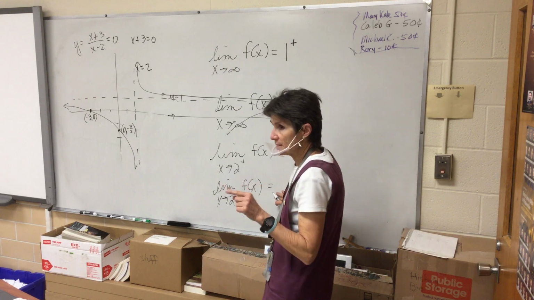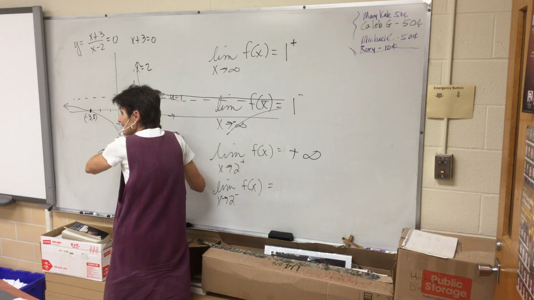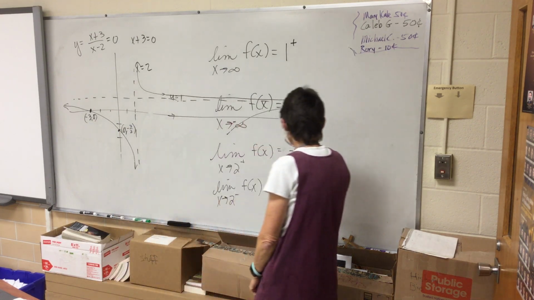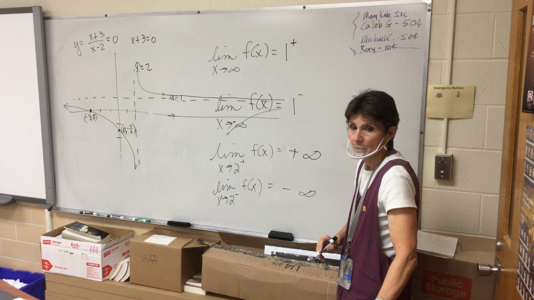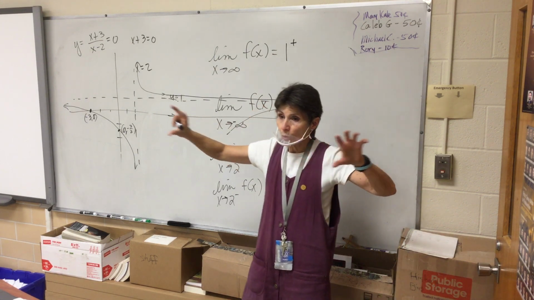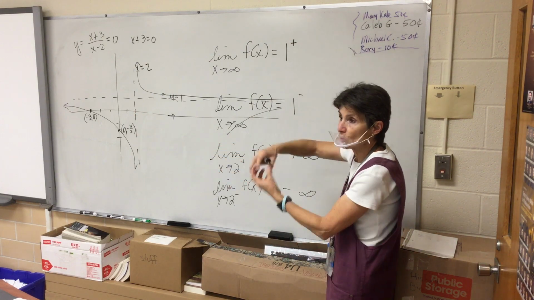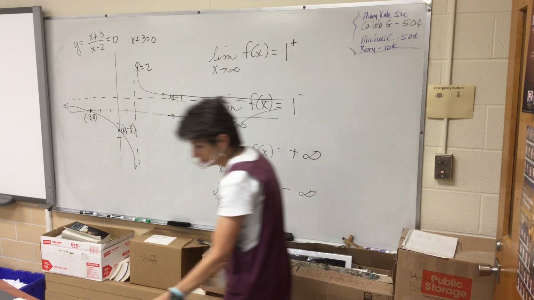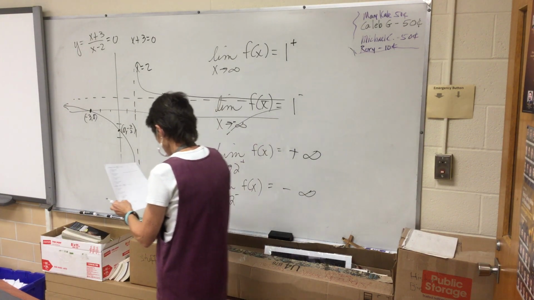Now, what happens as you approach 2 from the negative side, the left side? It goes down. So this is really describing what happens with your horizontal asymptote, and this is describing what happens with your vertical asymptote. All right, good work. Let's try the next one.